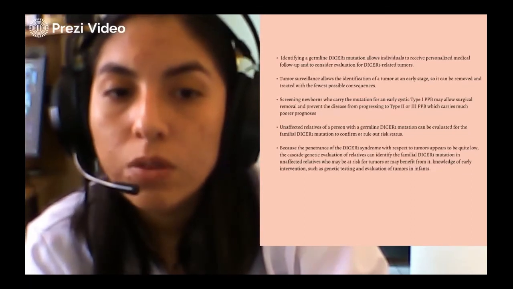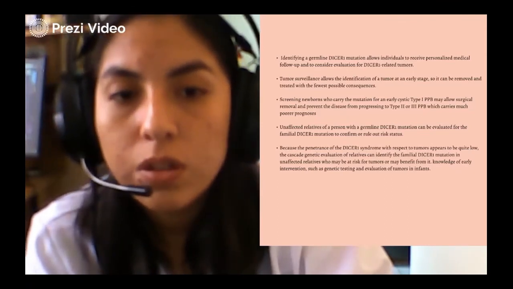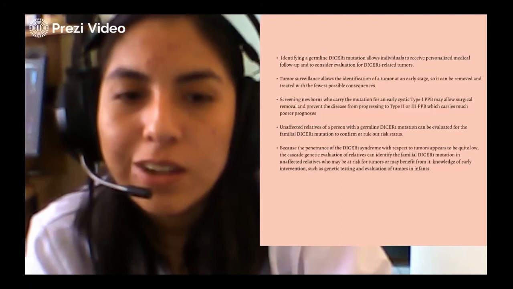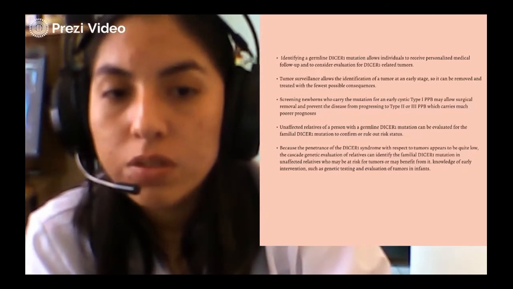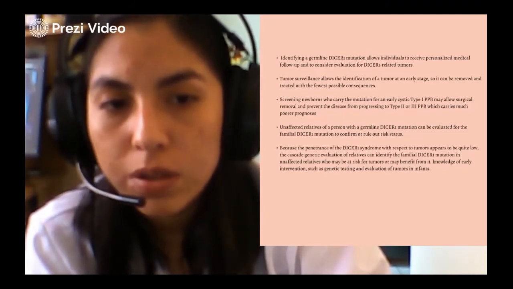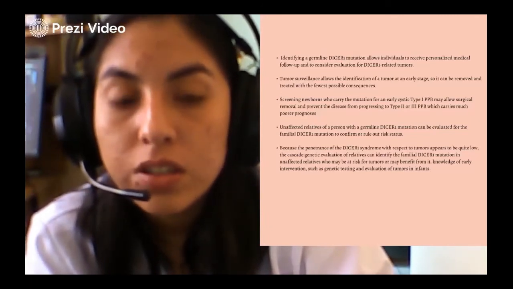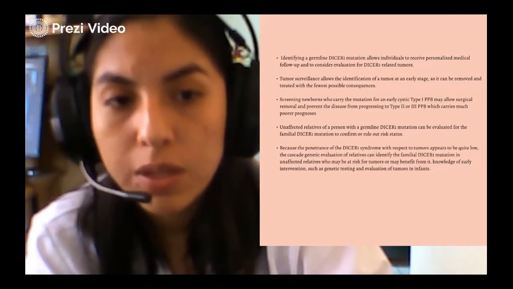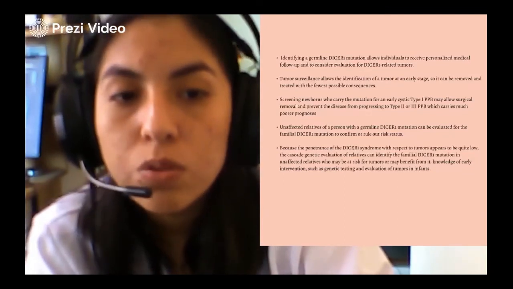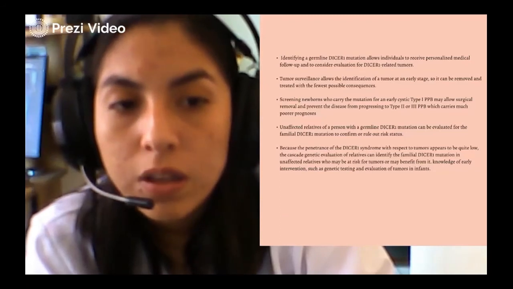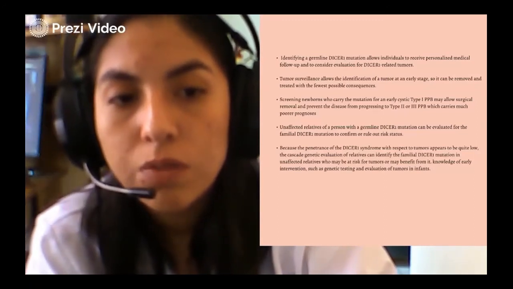An affected relative of a person with a germline DICER1 mutation can be evaluated for the familial DICER1 mutation to confirm or rule out risk status. Because the penetrance of DICER1 syndrome with respect to tumors appears to be quite low, cascade genetic evaluation of relatives can identify the familial DICER1 mutation in unaffected relatives who may be at risk for tumors or may benefit from it. Knowledge of early intervention, such as genetic testing and evaluation of tumors in infants.